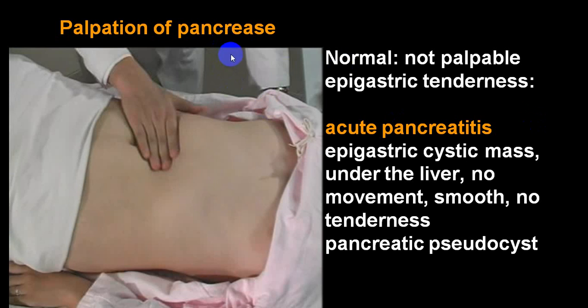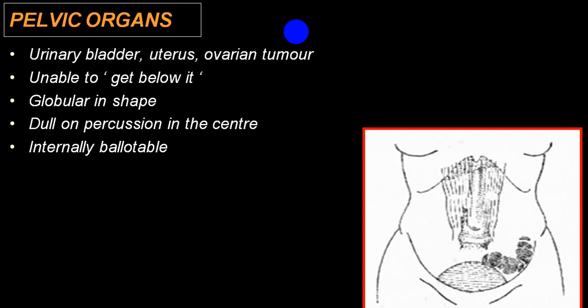Pancreas, by and large, is not palpable because it is a retroperitoneal structure. But in case of a massively enlarged pancreas, particularly in a CA pancreas or in a pseudocyst, you will get a mass which will be palpable. Pelvic organ wise, urinary bladder, uterus and ovarian tumor, when they are massively enlarged, they become palpable. And dullness on percussion will be there because uterus and ovarian tumor are solid structures while bladder is filled with urine, and that becomes dull on percussion.